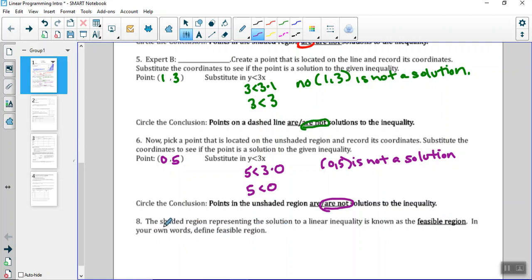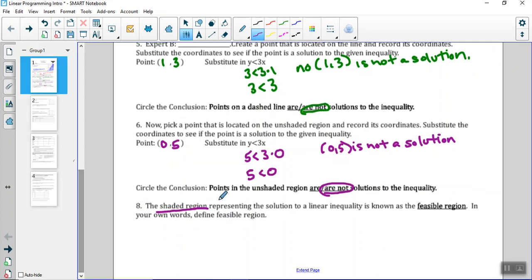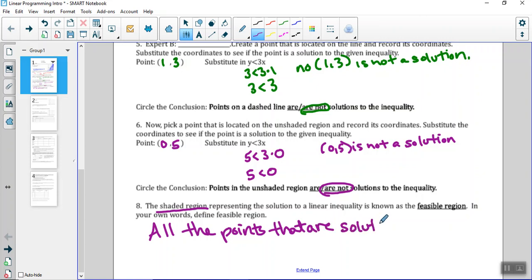So they already told us it was the shaded region. See what you can conclude here regarding solutions and not solutions. So you should have made a statement about the fact that all the points that are solutions are in the feasible region.